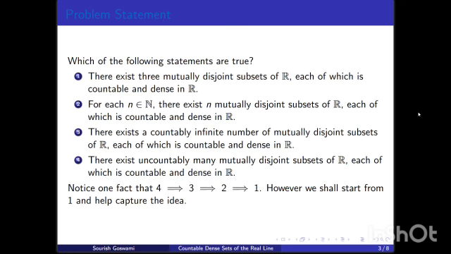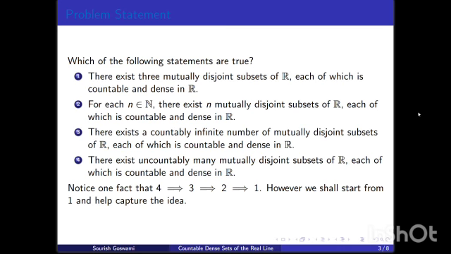1. There exist three mutually disjoint subsets of R, each of which is countable and dense in R. The second statement asks the same question but for any finite number of sets. The third statement asks if there is an infinite family of mutually disjoint subsets of R which are countable and dense. And the last statement asks if there are uncountably many mutually disjoint subsets of R, each of which is countable and dense. The sophistication increases as we go down each statement.